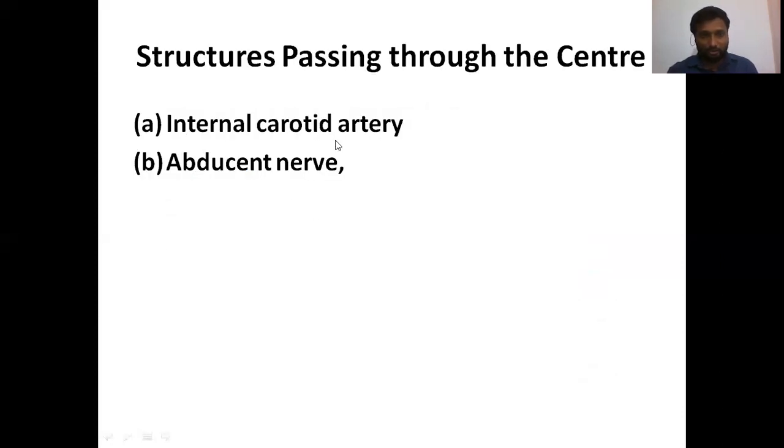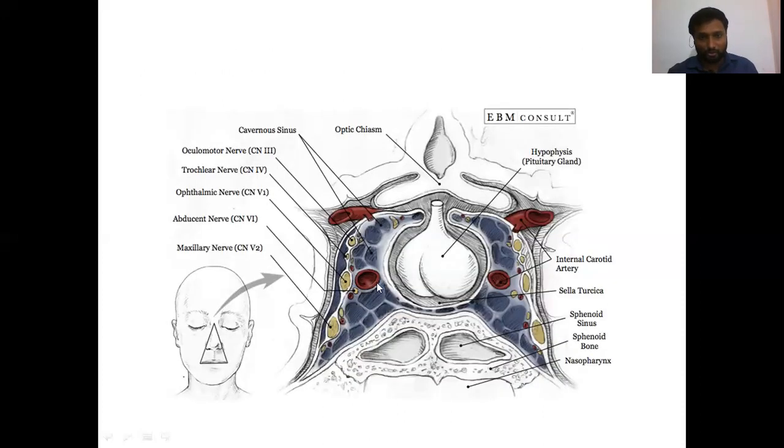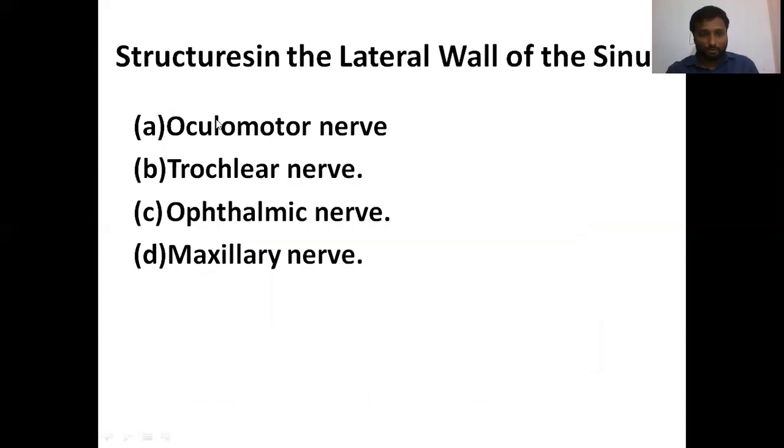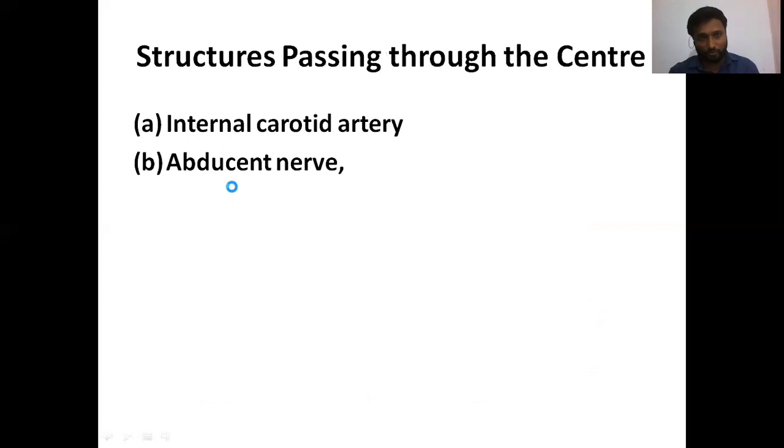Like that, the medial wall is also having some structures. What are they? Internal carotid artery and abducens nerve. See, this one is the internal carotid artery. Along with that, we are having the abducens nerve. Okay, that actually is in the medial wall. So those are some of the structures passing through this lateral wall and medial wall.